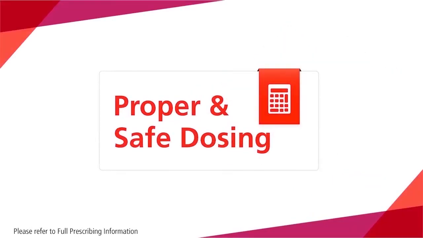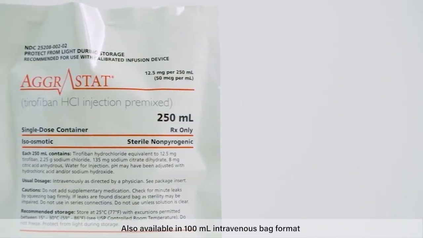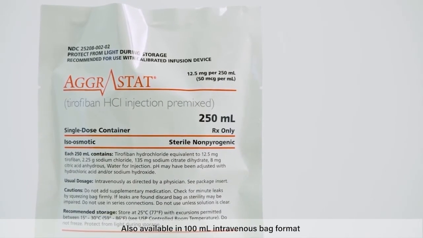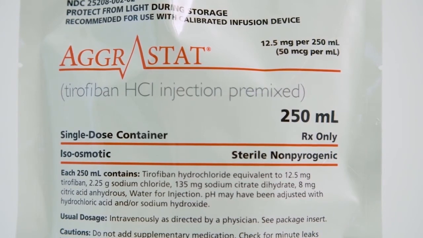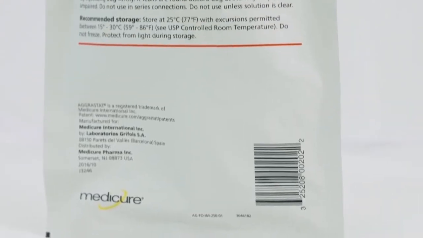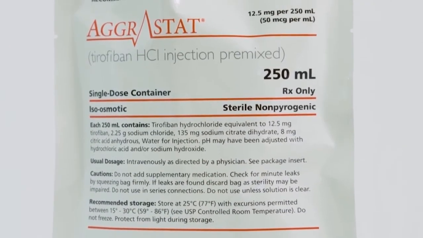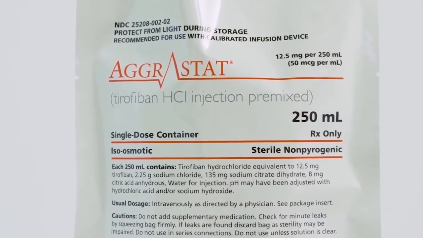Proper and safe dosing. Aggrastat is available in a 250 milliliter IV bag with a concentration of 50 micrograms of tirofiban per milliliter. This is a sterile, premixed solution made isoosmotic with 0.9% sodium chloride. Aggrastat should be protected from light during storage and only removed from the foil overpouch once ready to be used. The product is stable outside of the foil overpouch in standard lighting for 5 days and therefore does not need to be covered during administration.